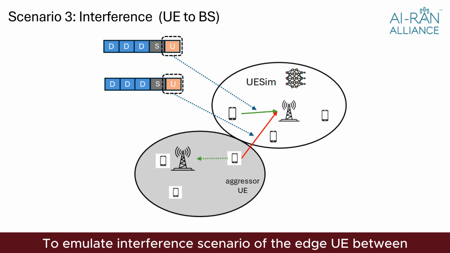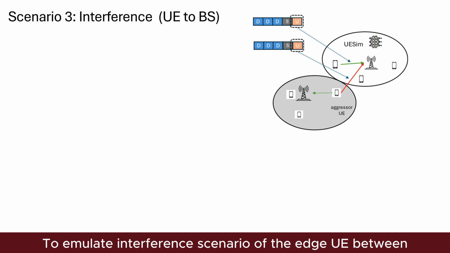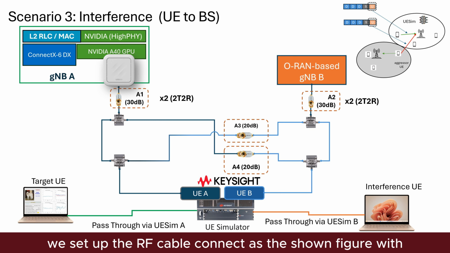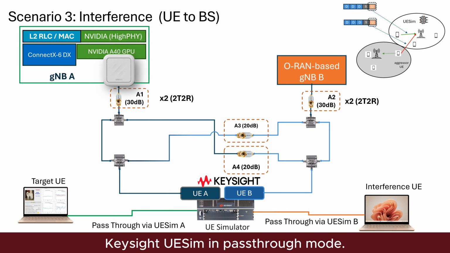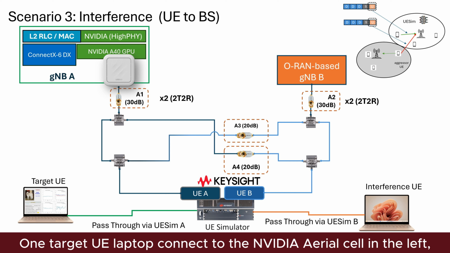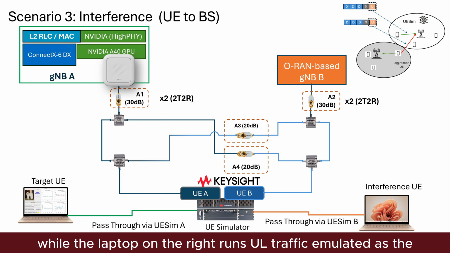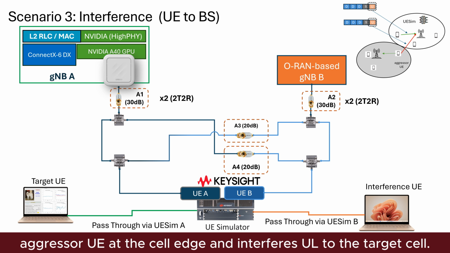To emulate an interference scenario of the edge UE between 2 neighboring cells, we set up the RF cable connection as in the shown figure, with the Keysight UE SIM in pass-through mode. One target UE laptop connects to the NVIDIA Aerial cell on the left, while the laptop on the right runs uplink traffic, emulated as the aggressor UE at the cell edge, and interferes with the uplink to the target cell.